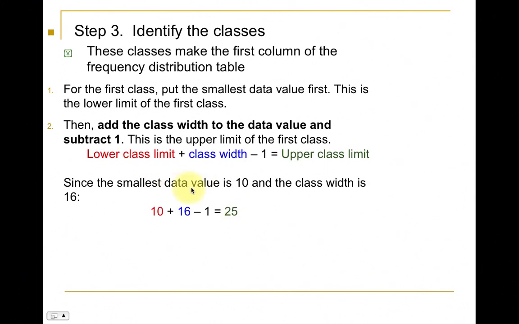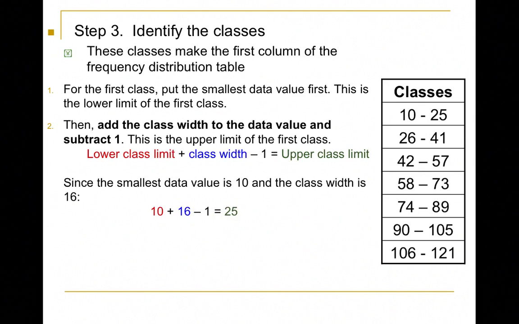So since the smallest data value is 10 and the class width was 16, we take the smallest data value, lower limit, plus 16 minus 1, and that gives us a 25. Therefore, our first class is 10 to 25. And this is what goes in our first row of the first column.